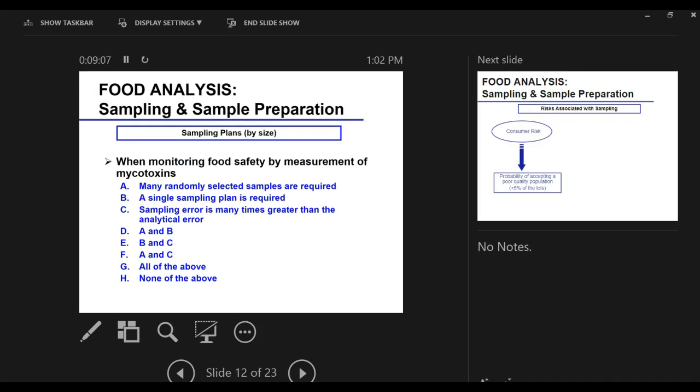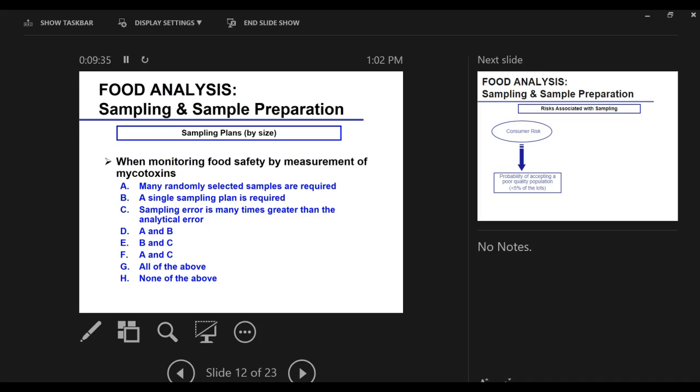So in case of looking at mycotoxins specifically, which one of these is correct? Remember, participation was worth 2 points. So if you know the answer, or you think you know the answer, don't hesitate. Even if it's wrong, that's fine. Okay?